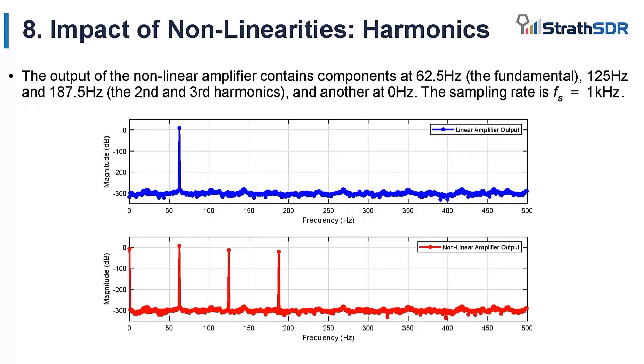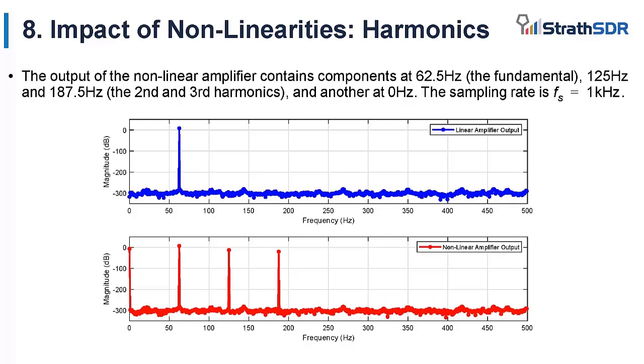Taking a simple example and looking at it in the frequency domain now, here we would like to amplify a sine wave at 62.5 Hz, which we'll refer to as the fundamental. In blue, we see the output of a linear amplifier. In this case, gain has been applied to the signal, but no other frequency components have been introduced, and this is the desired output.